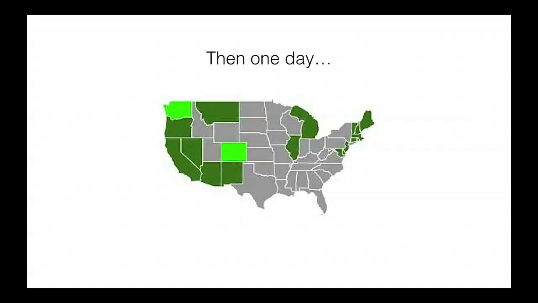Then one day, they started seeing sales increase in these regions in the US, the dark green: Montana, California, Maine. Now, these two states, Washington State and Colorado, started to see an enormous increase. They weren't sure what was going on. They're like, this is kind of weird.